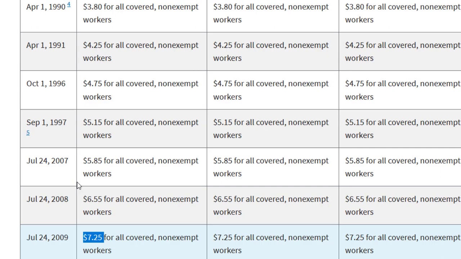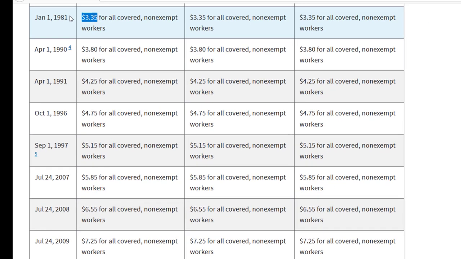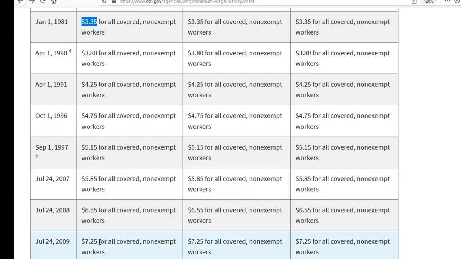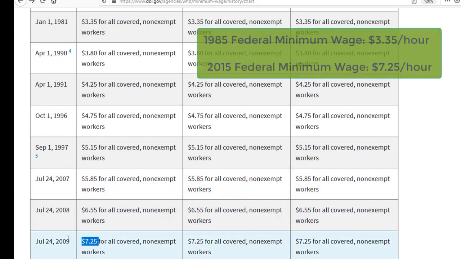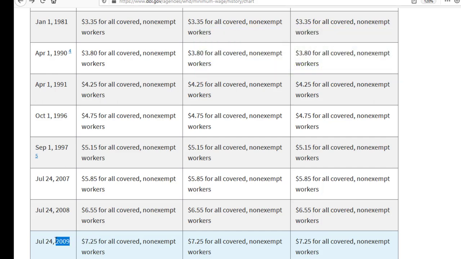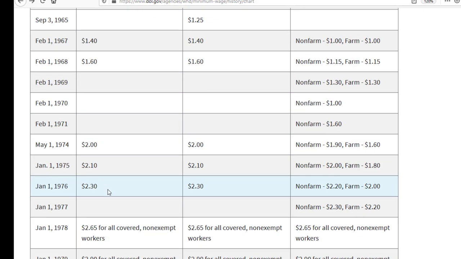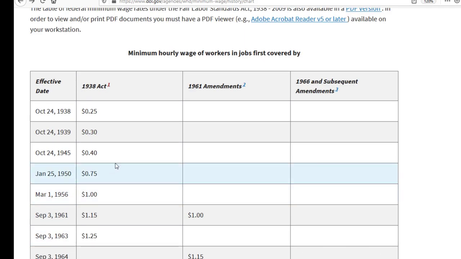So the two numbers we need to keep track of are this one. It was 3.35 in 1985, and now it's 7.25. Now, currently, federal minimum wage is still 7.25. It has been since 2009, so over a decade now. That's kind of interesting, too. Has the minimum wage ever sat stagnant for over a decade? Even since its inception? Let's just take a quick peek. I'm just curious now. I'm poking around.